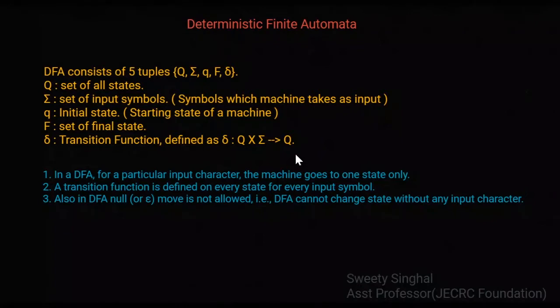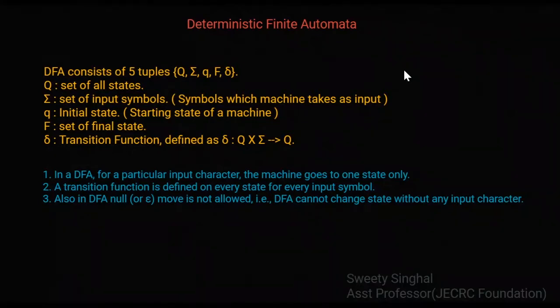Okay, so these are the 5 tuples which define a particular deterministic finite automata. If you don't remember this, or if you can't understand what these tuples are, we will take an example after this slide. After discussing the example, you will be able to understand these 5 tuples easily.